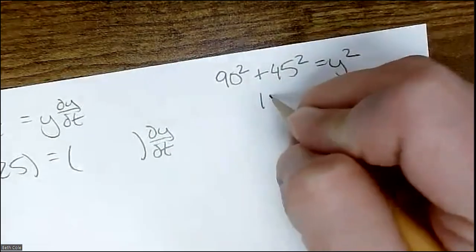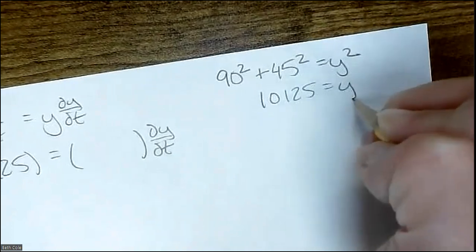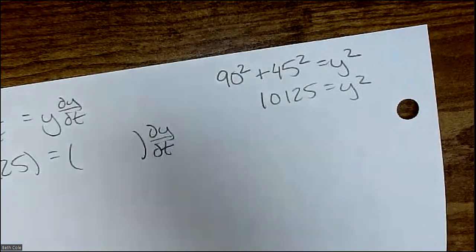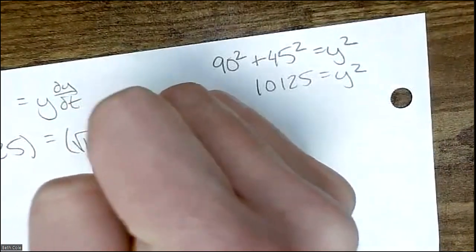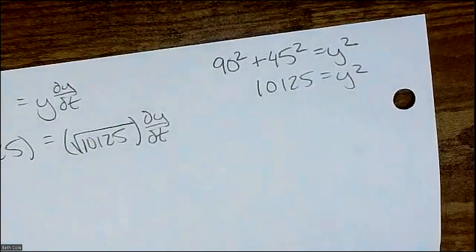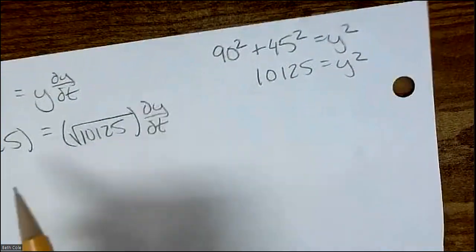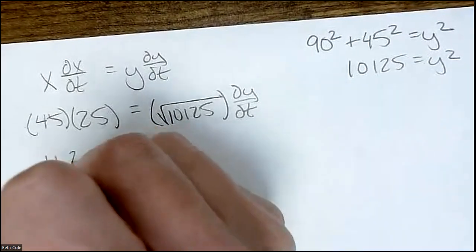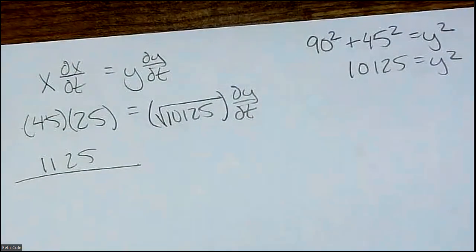So that's 1,125. I'm sure that's not a perfect square, is it? No. Oh, I'm sorry, it's 10,125. 10125. That is not a perfect square. Yeah, we're going to allow a calculator for this. 45 times 25 is 1,125 over.